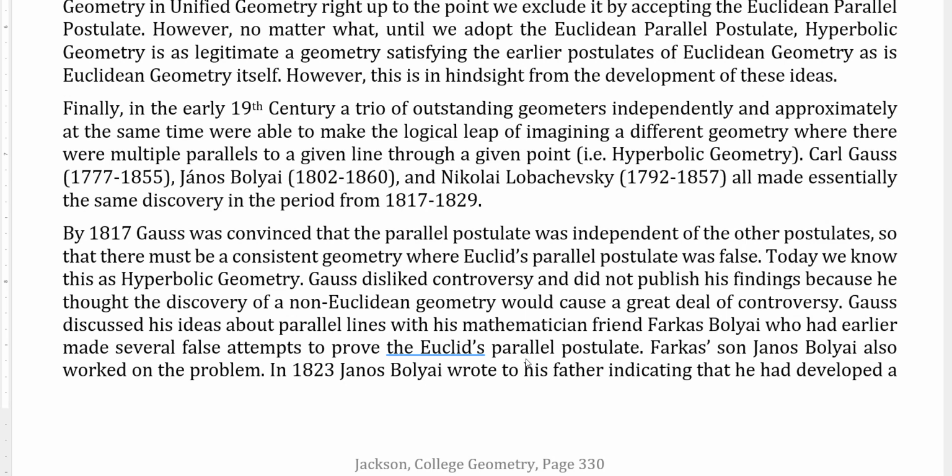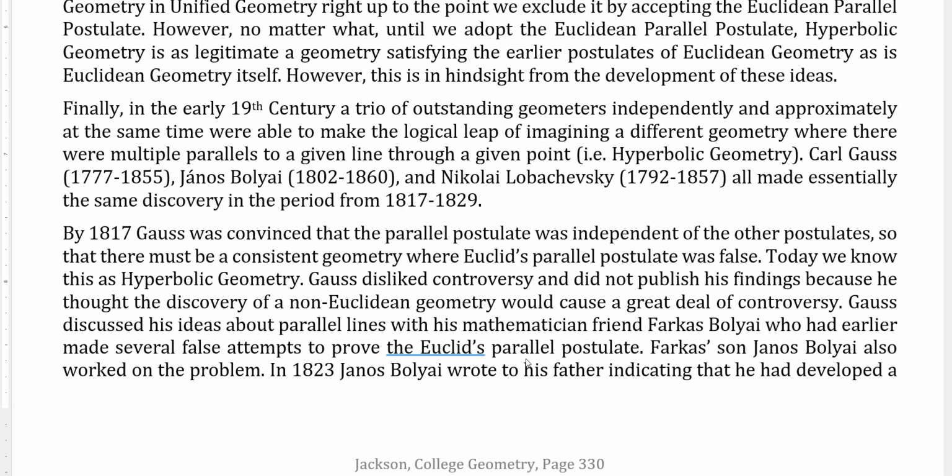Carl Gauss, one of the greatest mathematicians of all time, lived from 1777 to 1855. Janos Bolyai's lifespan was 1802 to 1860, and Nikolai Lobachevsky lived from 1792 to 1857. They all made essentially the same discovery in the period of time from about 1817 to 1829.